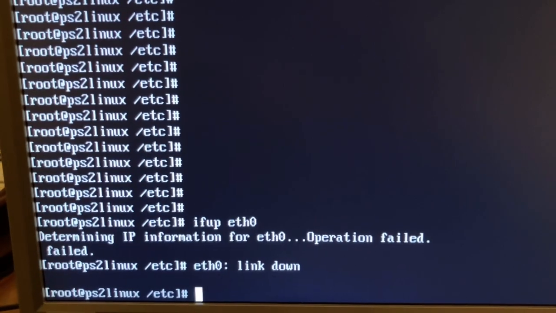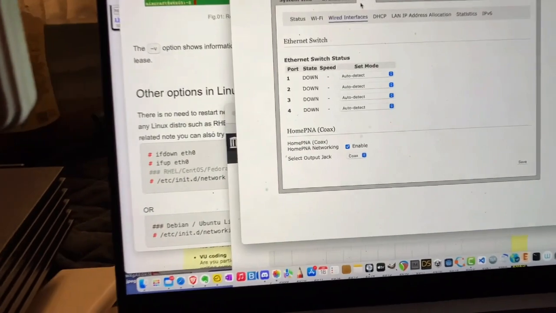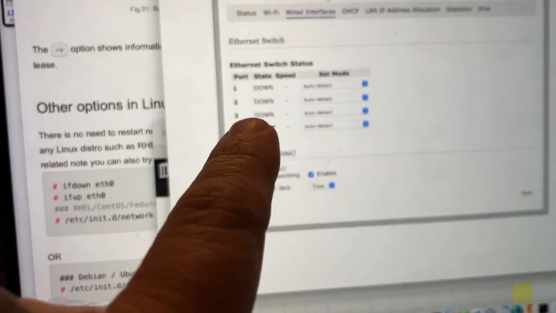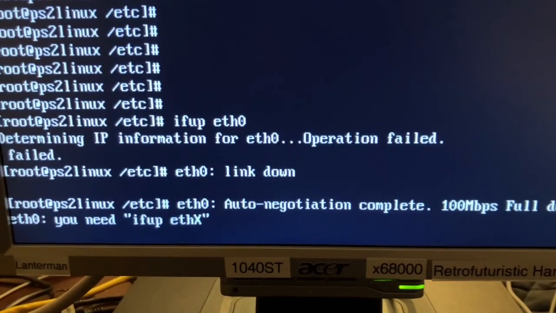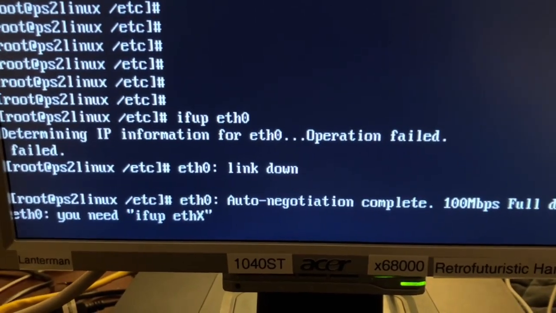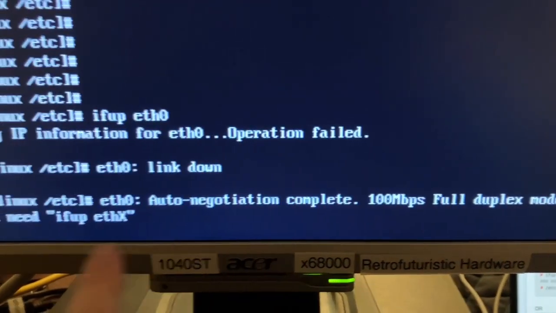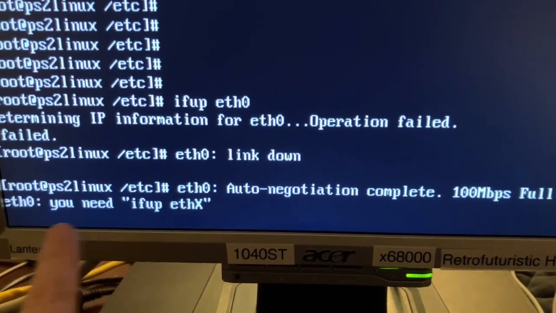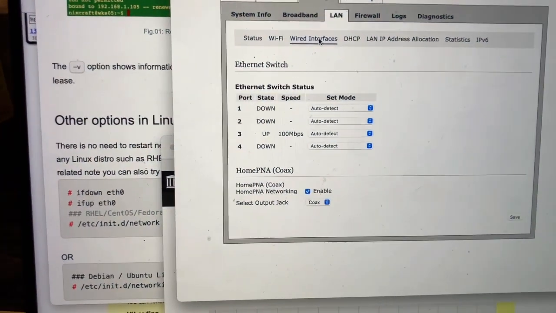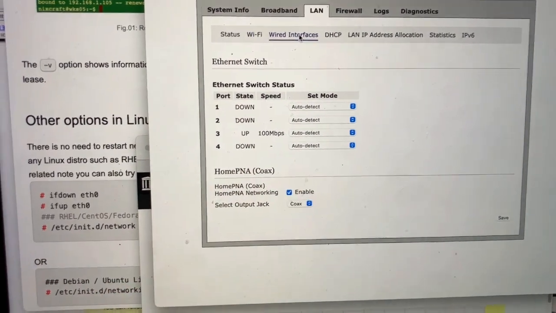Okay, so I'm trying to get the network working again. I'm logged in as root, and I'm plugged into number 3 here, or I should say I'm about to plug into number 3. Okay, so I plugged it in, and it says that auto negotiation is complete, 100 megabits per second, full duplex mode. You need ifup eth, I'm guessing eth0. And going over to my router interface here, it does say number 3 is up, 100 megabits per second.